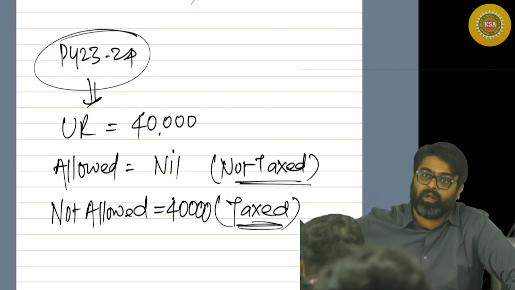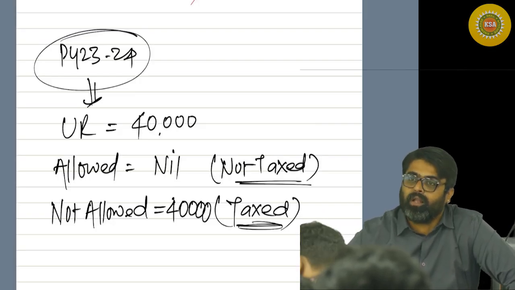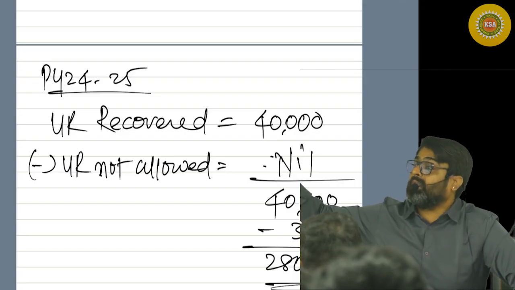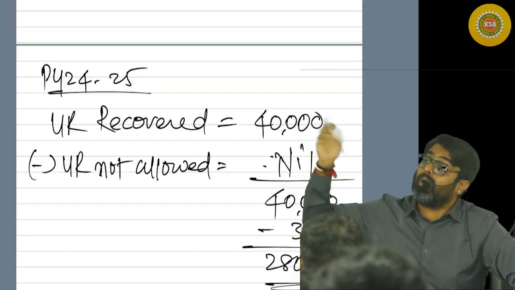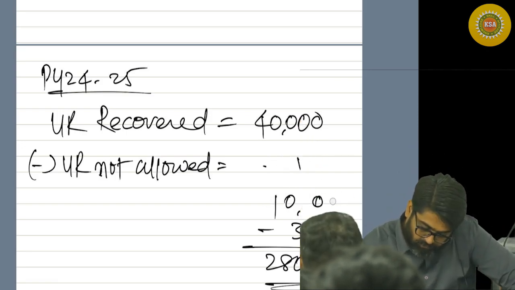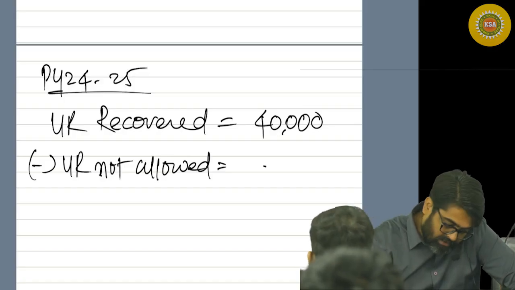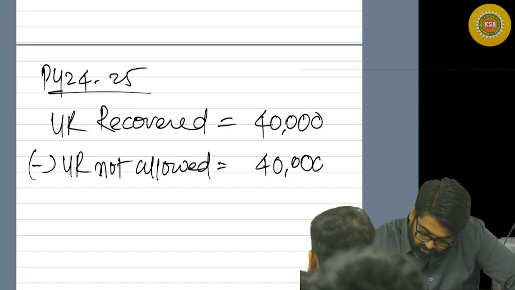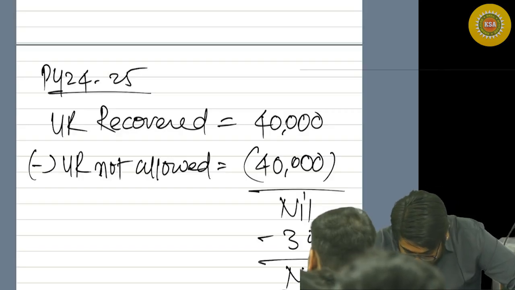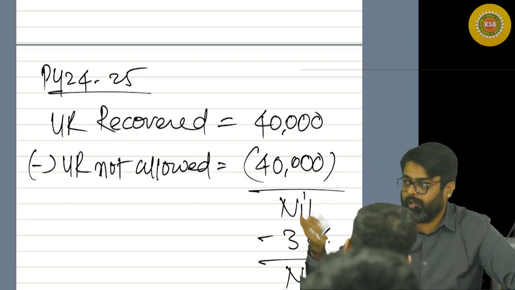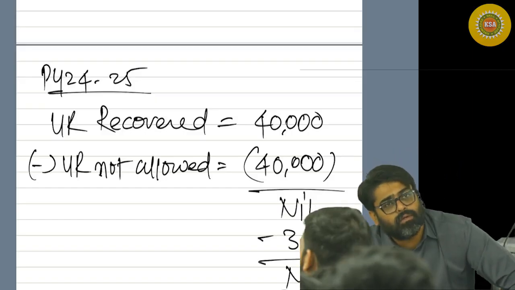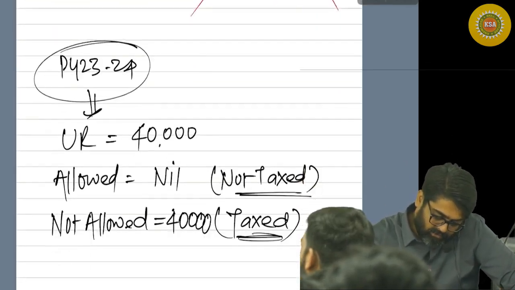Meaning on this 40 you have already paid tax. Yes or no? Now that 40 you have recovered now. Out of this 40, how much was taxed earlier? The amount which was not allowed earlier is already taxed, no? How much was that? Now how much remaining? Will you pay any tax? Nil minus 30% will be nil only. Take 30% of nil on your calculator, you will get nil only. Hello sir. Second case everyone understood? Everyone? Third case sir, third case.